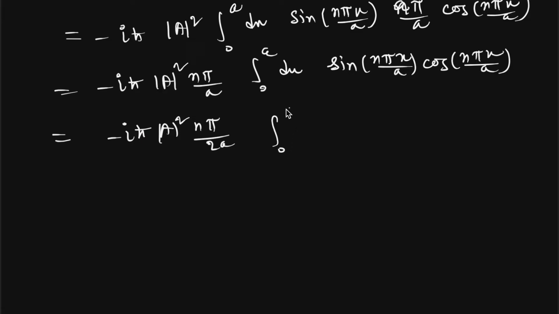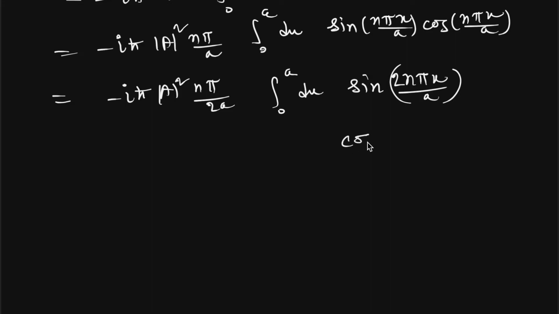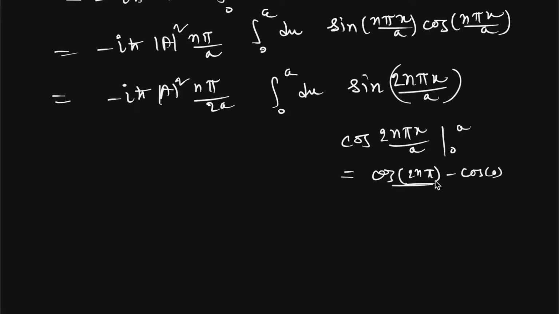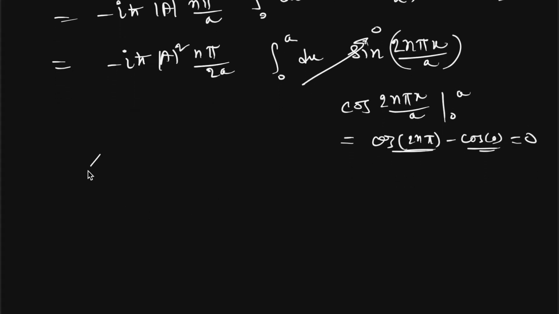That will be integral 0 to a dx sin(2n pi x by a), and the integration will be 0, since this will give cos(2n pi x by a) from 0 to a. At a, cos 2n pi is 1, and at 0, cos 0 is 1, so 1 minus 1, that means cos 2n pi minus cos 0 is 0. This integration will be 0. So the expectation value of p is actually 0.